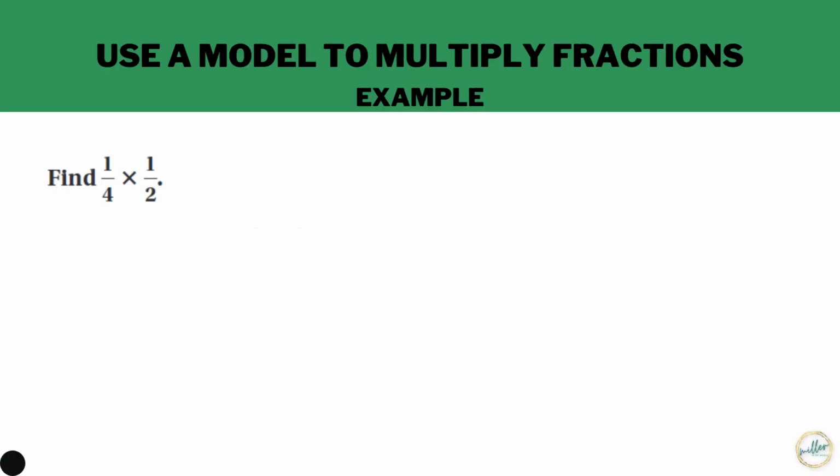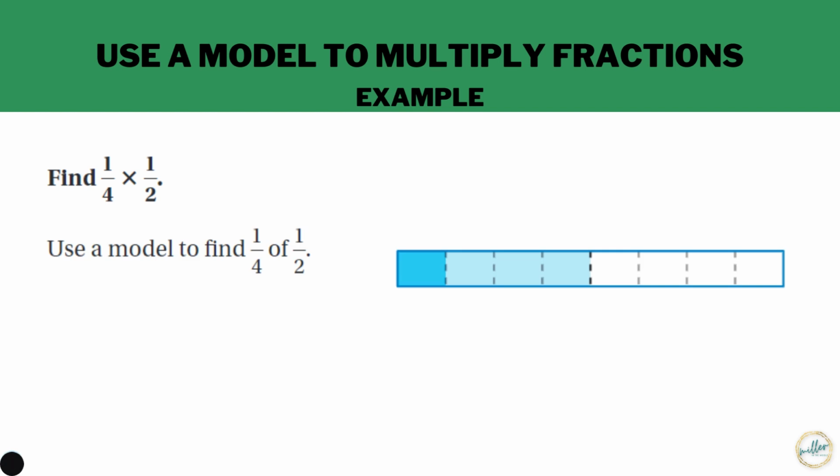Our first example uses a model. Find 1/4 times 1/2. You can think of the times sign as being the word of. So find 1/4 of 1/2. So we can start by shading in 1/2 of the model. Then we need to find 1/4 of that 1/2.